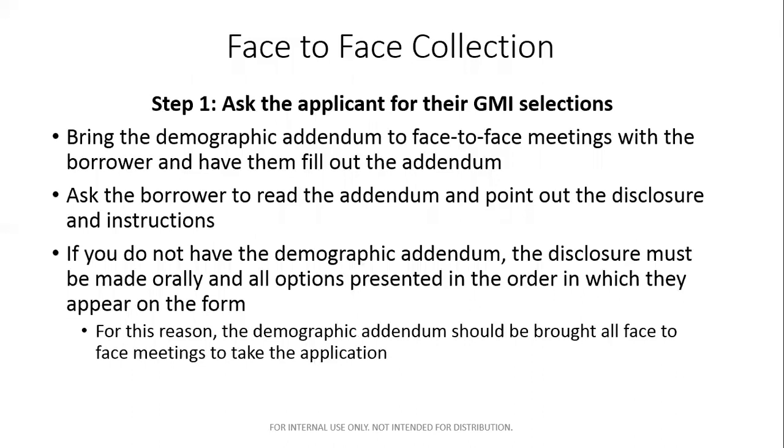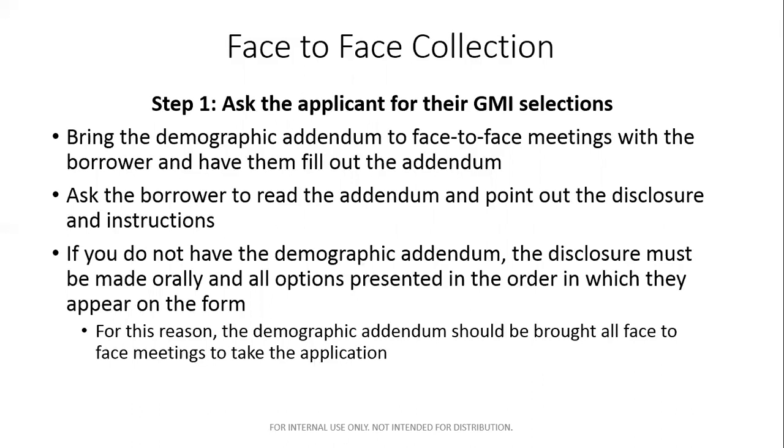Now we get to the face-to-face collection. So we got some changes here. When you're taking this information face-to-face, first of all, we have to ask the applicant for their government monitoring selections. We always have to bring the demographic addendum to a face-to-face meeting with the borrower and have them fill it out on the addendum. Of course, this is just going to be part of our disclosures, so it will be included, but make sure that it's there.